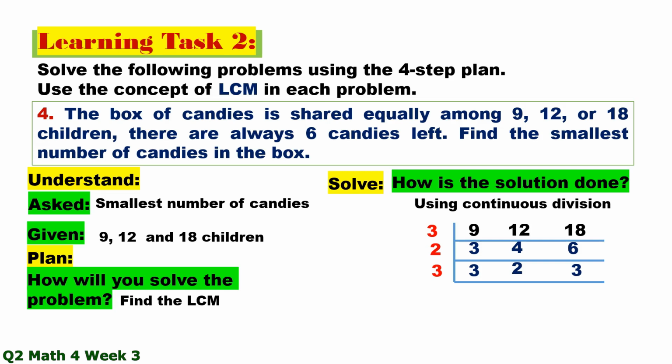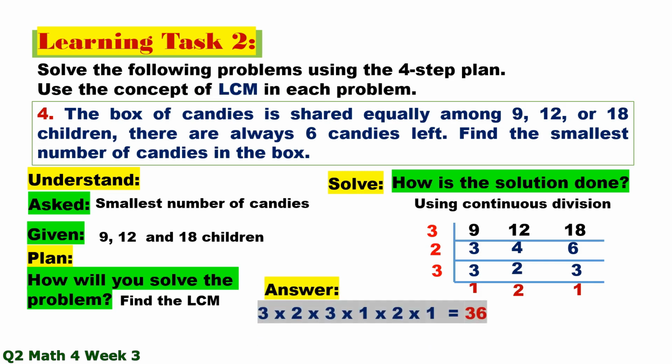3 divided by 3, 1. Bring down 2, then 3 divided by 3, 1. Answer: 3 times 2 times 3 times 1 times 2 times 1 equals 36. Then plus 6 equals 42.